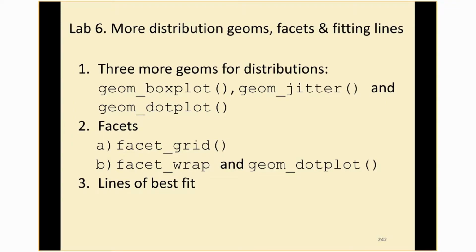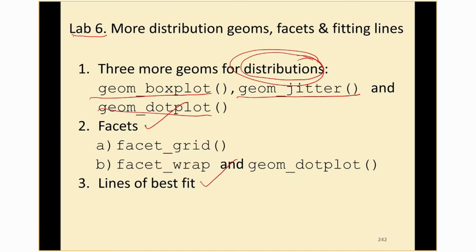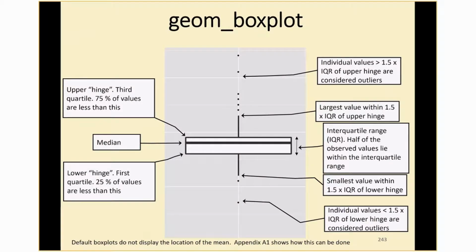In this Lab 6, our final lab, we'll pick up where we left off the last time. When we left off, we were looking at distributions and we were examining geom_histogram. In this lab, we'll begin by looking at 3 additional geoms for examining distributions: geom_boxplot, geom_jitter, and geom_dotplot. Then we'll think about facets, and finally how we can insert lines of best fit onto a scatter plot.